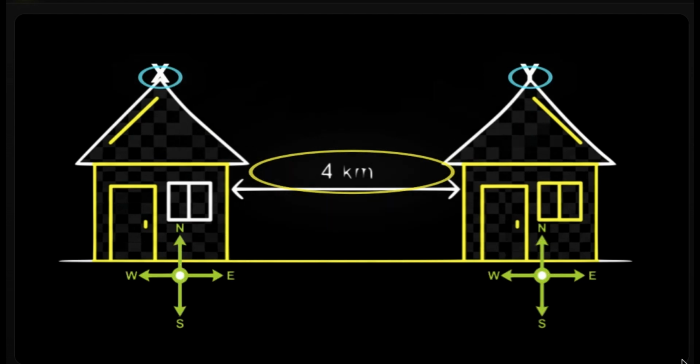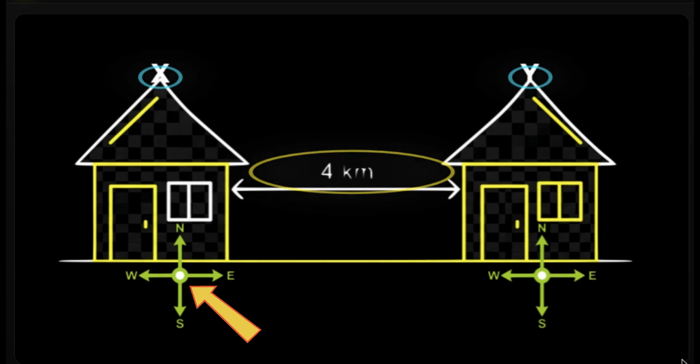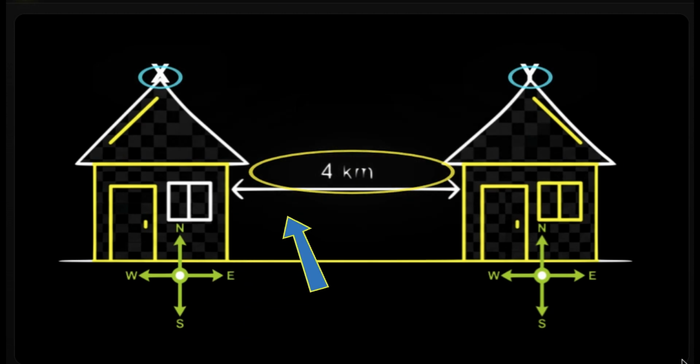In this diagram, the houses are 4 kilometers apart, but distance alone does not fully describe their positions. To locate Y from X, we need both the distance and the direction. So a complete description includes the bearing and the distance.